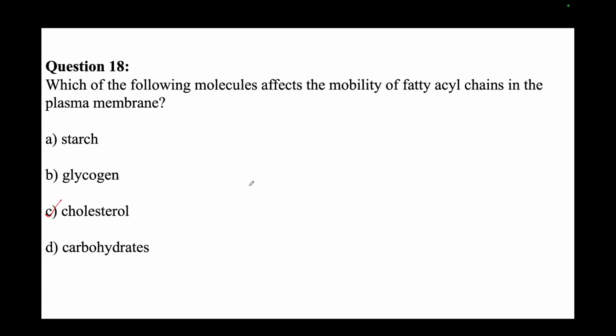So option C is the correct answer. So very good, Manisha. So cholesterol is present between the lipid molecules so that it can affect the mobility of the fatty acid chains when the temperature is changing. So at a low temperature, it prevents the membrane from becoming rigid. So it affects the mobility of the fatty acyl chains such that the membrane is always in a fluid state. Okay, it has some fluidity, some mobility present. Okay, so cholesterol, correct answer is C.